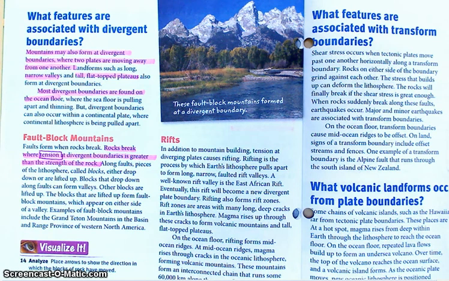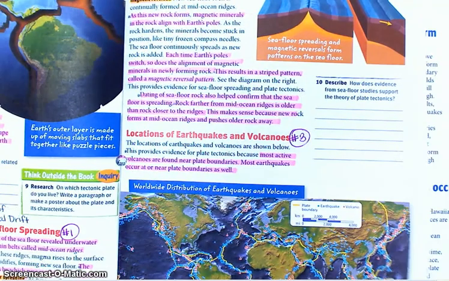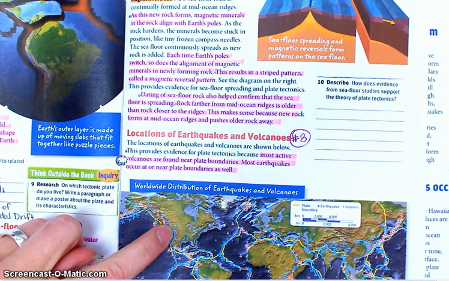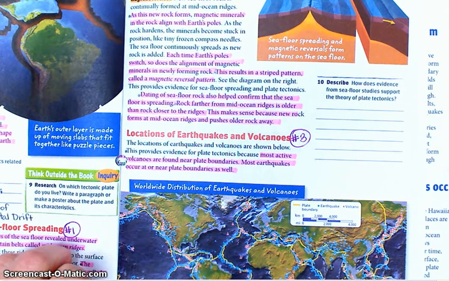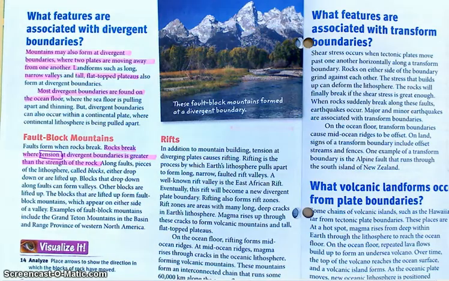Blocks that drop down along faults can form valleys. Other blocks are lifted up. The blocks that are lifted up form fault block mountains, which can appear on either side of a valley. Examples of fault block mountains include the Grand Teton Mountains in the Basin and Range province of western North America. The Grand Tetons are in here in this area, in western United States.